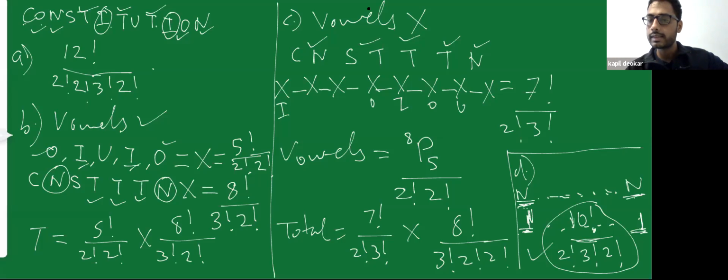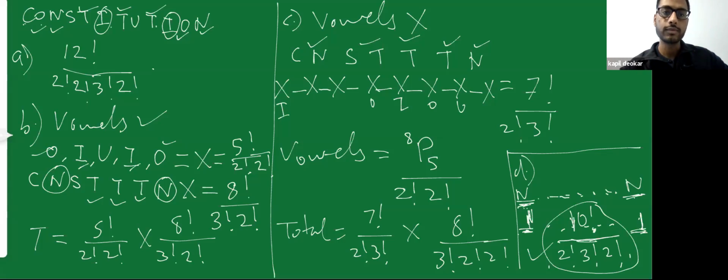For the middle letters, there are 10 letters remaining. So those 10 letters can be arranged in 10 factorial ways. But some of the letters are repeated, like O is repeated twice, so divide by 2 factorial. I is repeated twice, so divide by 2 factorial. And T is repeated thrice, so divide by 3 factorial. So copy this down and let me know in the chat box if you have any doubts.